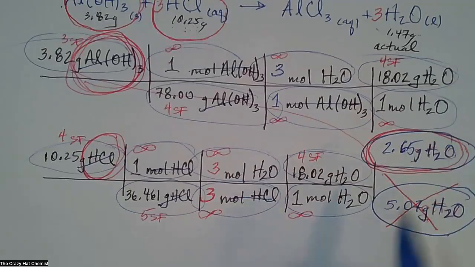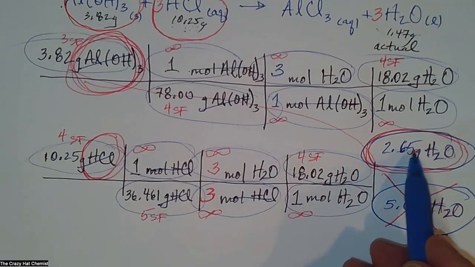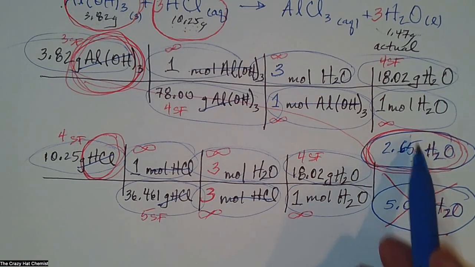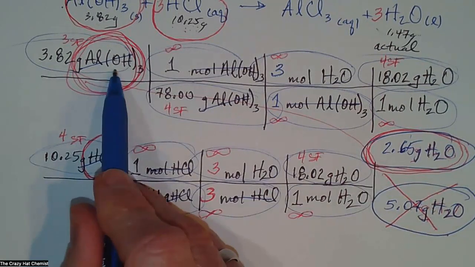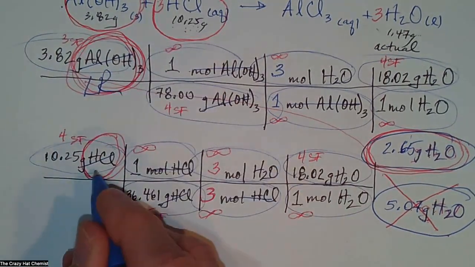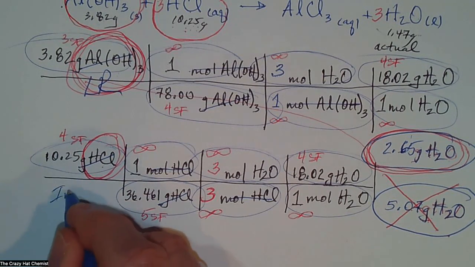I'm going to write this down just so that you understand it. 2.65 grams of the water. I'm picking that number because it's the smaller of the two. The one that made the smaller number is the limiting reagent. And the one that didn't make it is in excess.